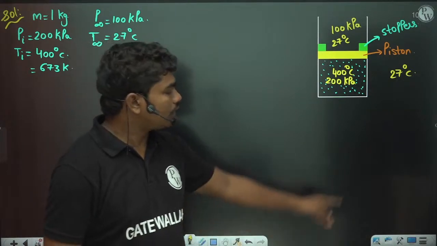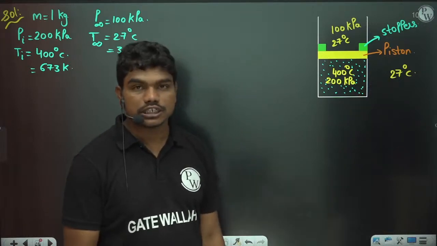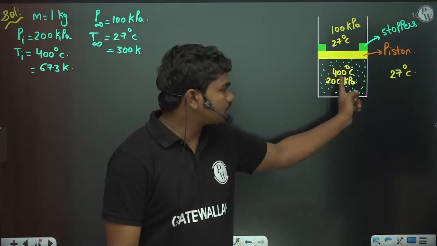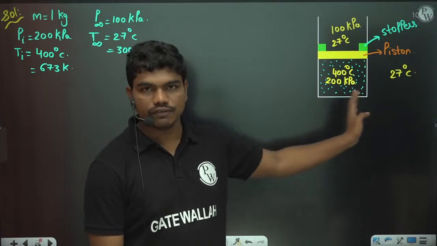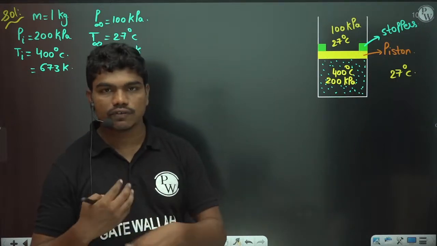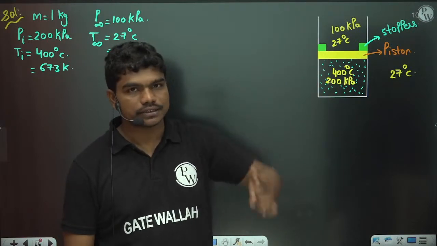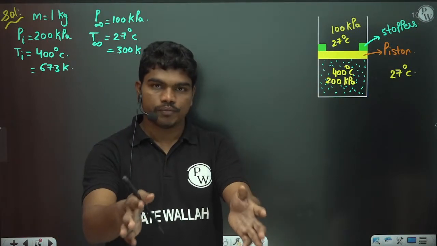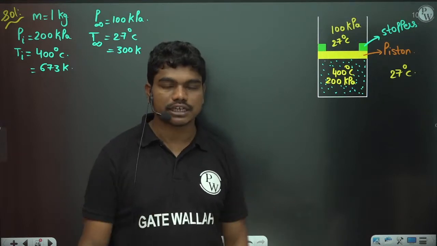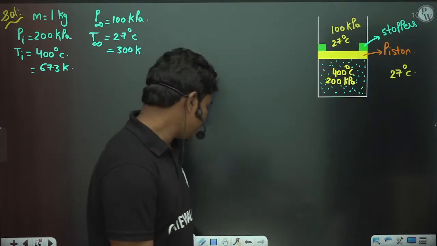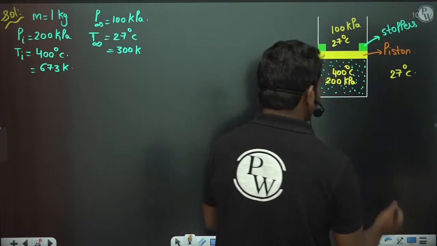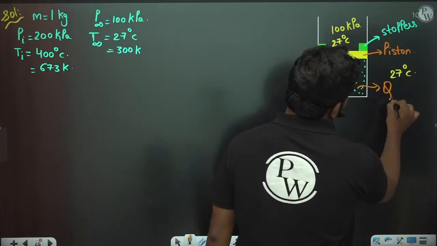Then whenever the outside temperature is 27 degrees Celsius, because of this temperature difference, what happens? Heat will flow out of the system. Correct? Heat starts flowing out of the system, and eventually the temperature of the gas will start decreasing, because obviously if we keep a hot body in atmospheric air, heat gets transferred, right? Very common understanding. So heat starts flowing out.